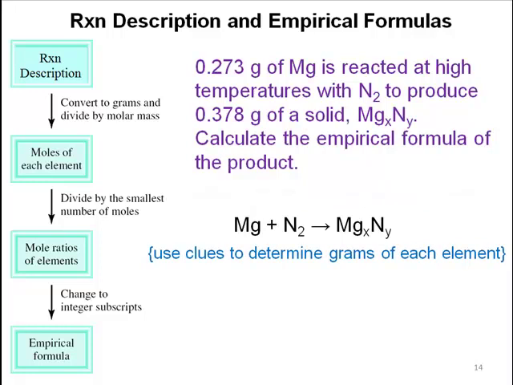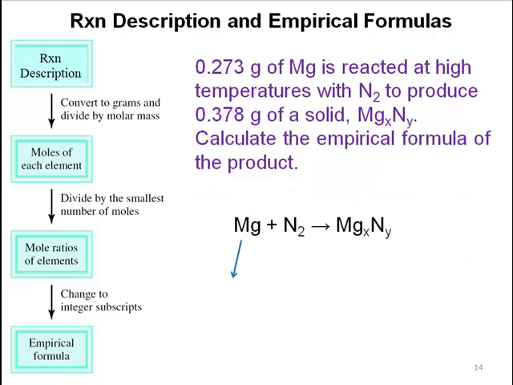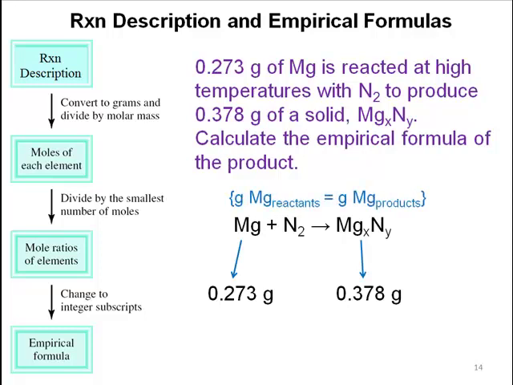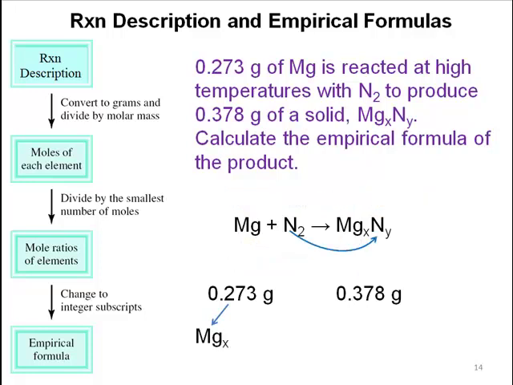Then you want to use the clues to determine the grams of each element. So in this case, we got 0.273 grams of Mg and 0.378 grams of the product. So how do we determine how much of this we have? Okay, subtract, very good. This plus this has to equal this due to the law of conservation of mass. So 0.273, that's our grams of magnesium. Subtract that from the magnesium with the nitrogen and you get 0.105 grams of the nitrogen. That's what is due to form in this reaction.